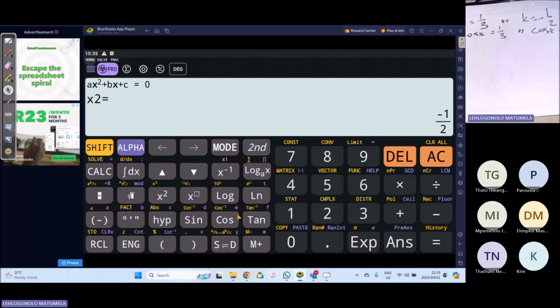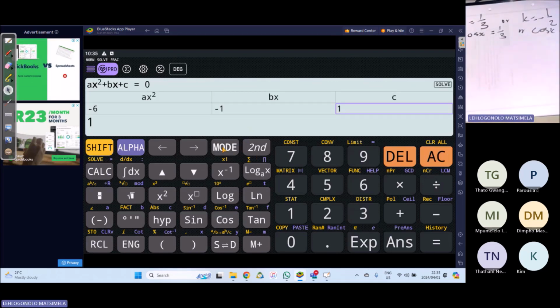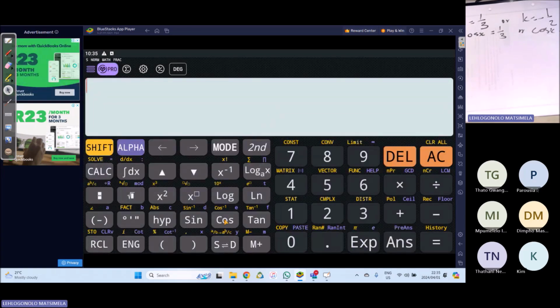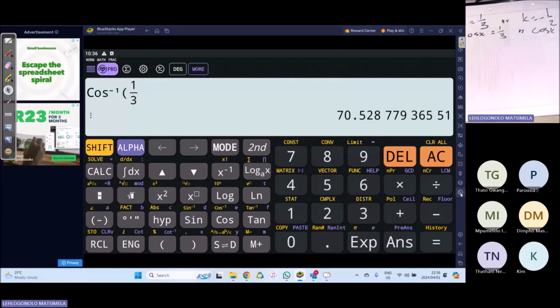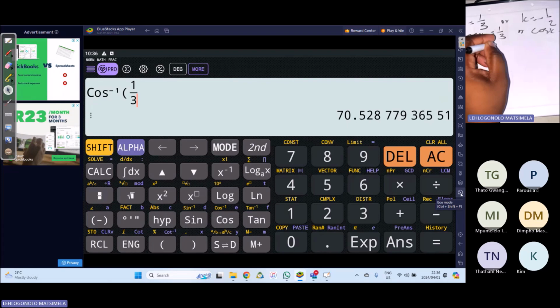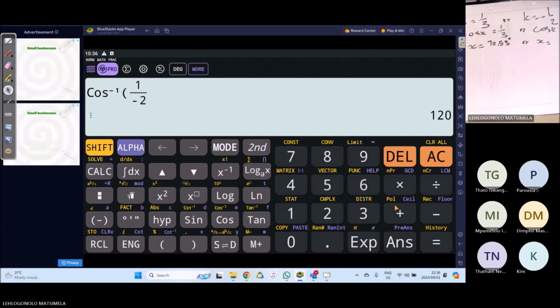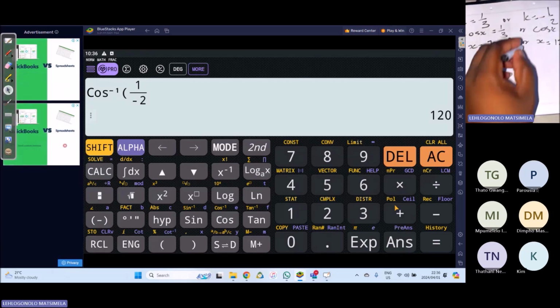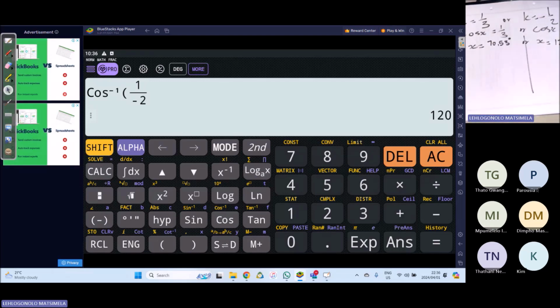Then how do we work it out? We say shift. Don't ever, ever, ever forget shift, because if you do forget shift, you're finished. Shift cos 1 over 3, and x becomes 70.53, put the decimal place. Or x is equal to shift cos of negative 1 over 2, which gives me 120 exactly.